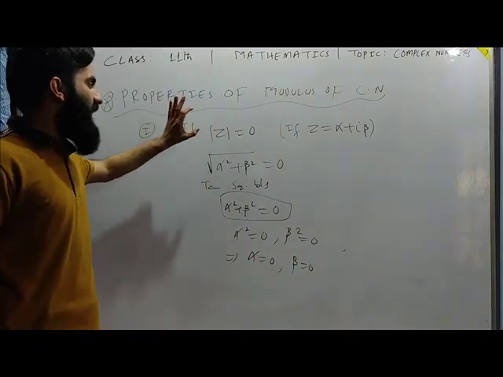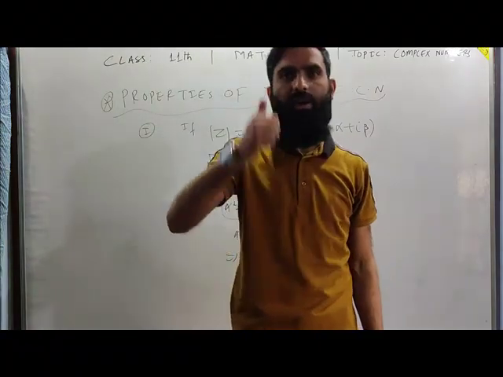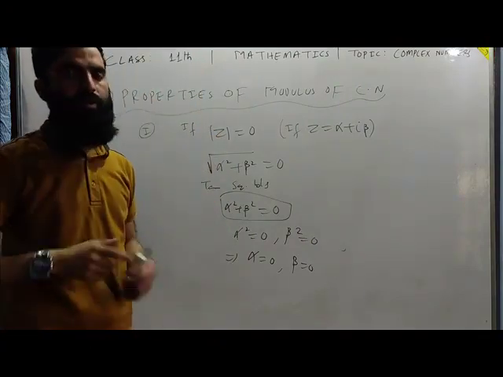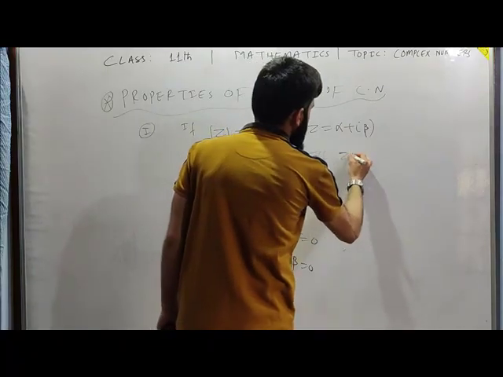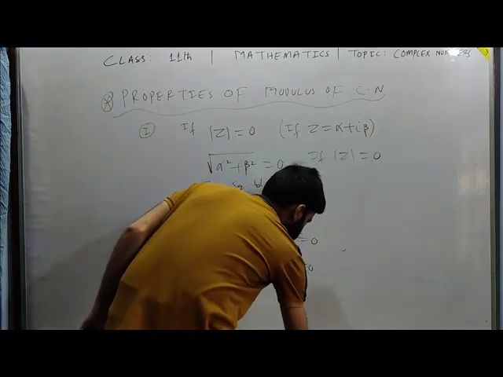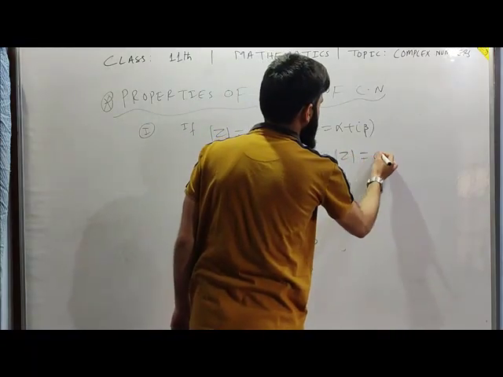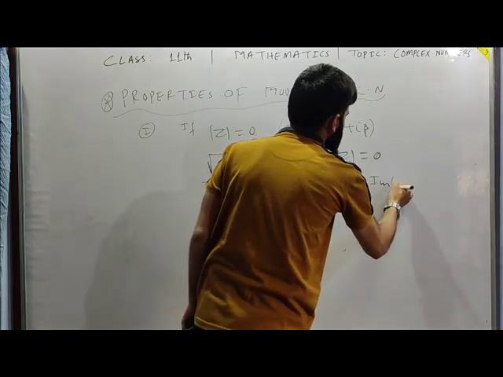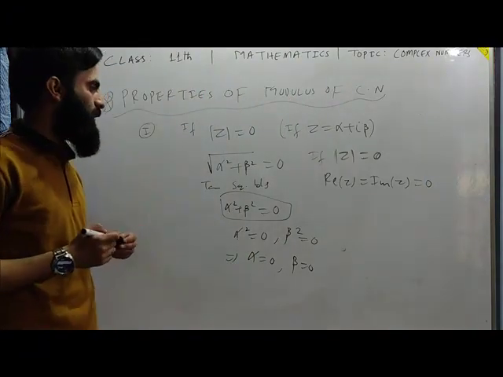What does that mean? That means if the mod of a complex number is equal to 0, its real part is 0 and its imaginary part is 0. Then it is possible that its mod will be equal to 0. So if mod of z is equal to 0, that means its real part and its imaginary part coincide and are equal to 0. So this is the first property, okay.